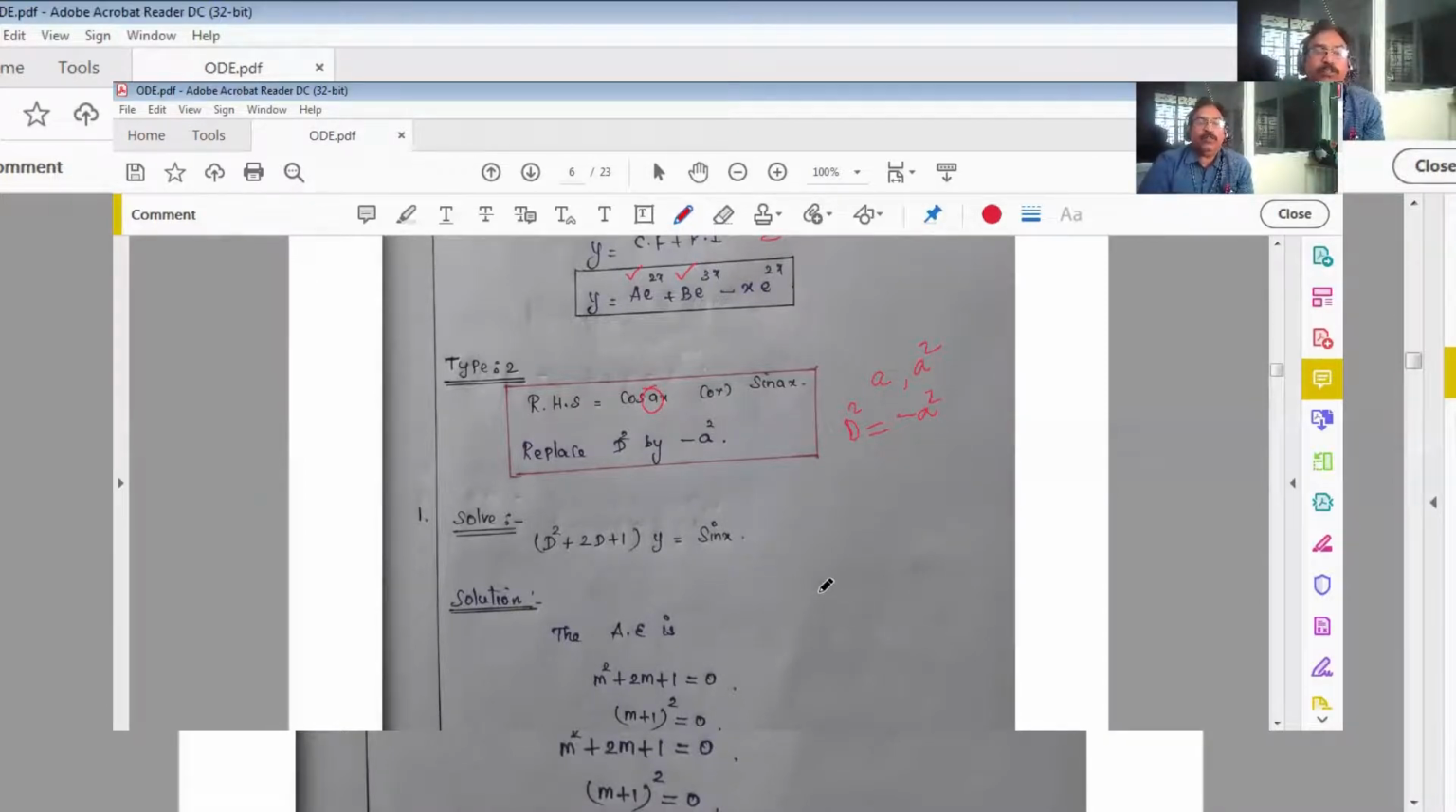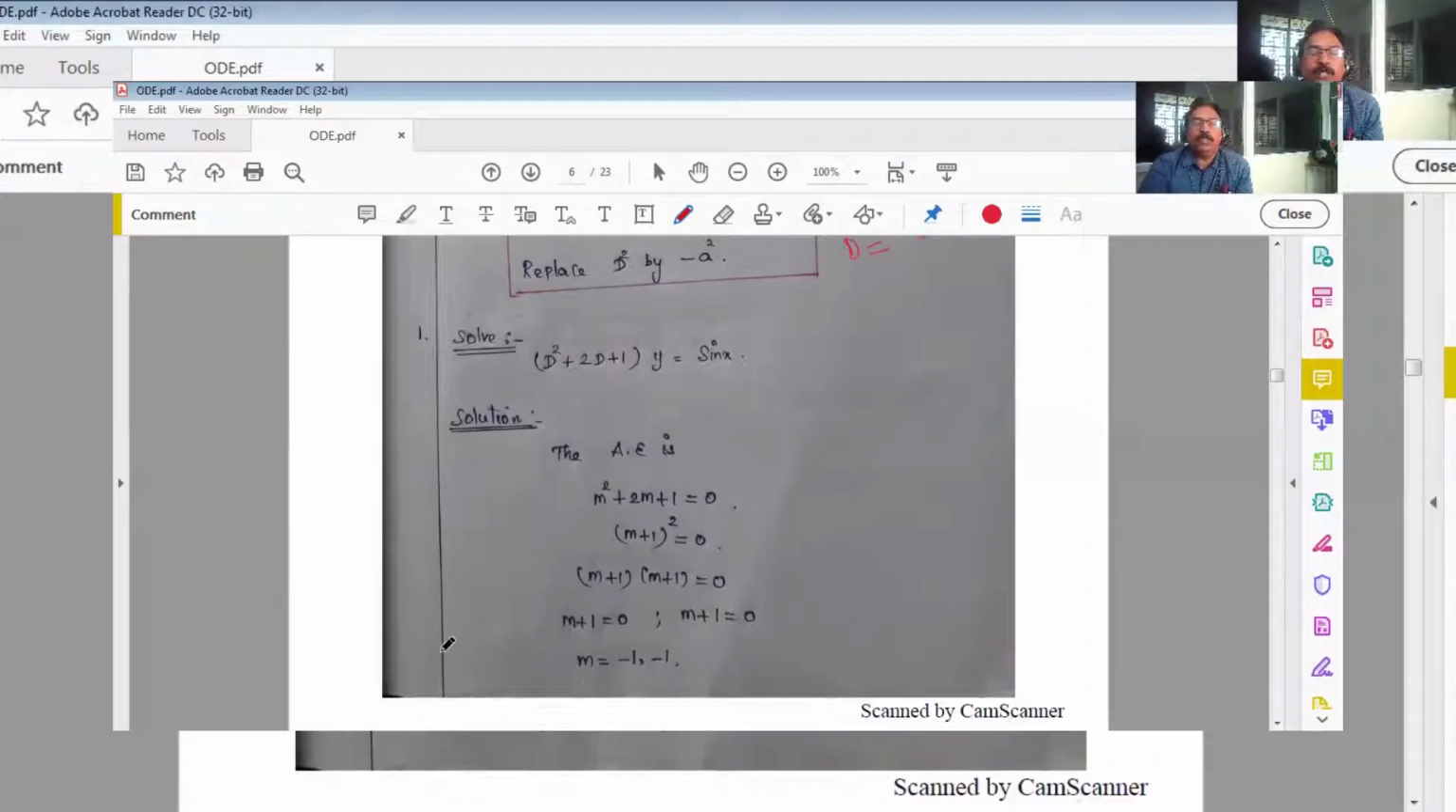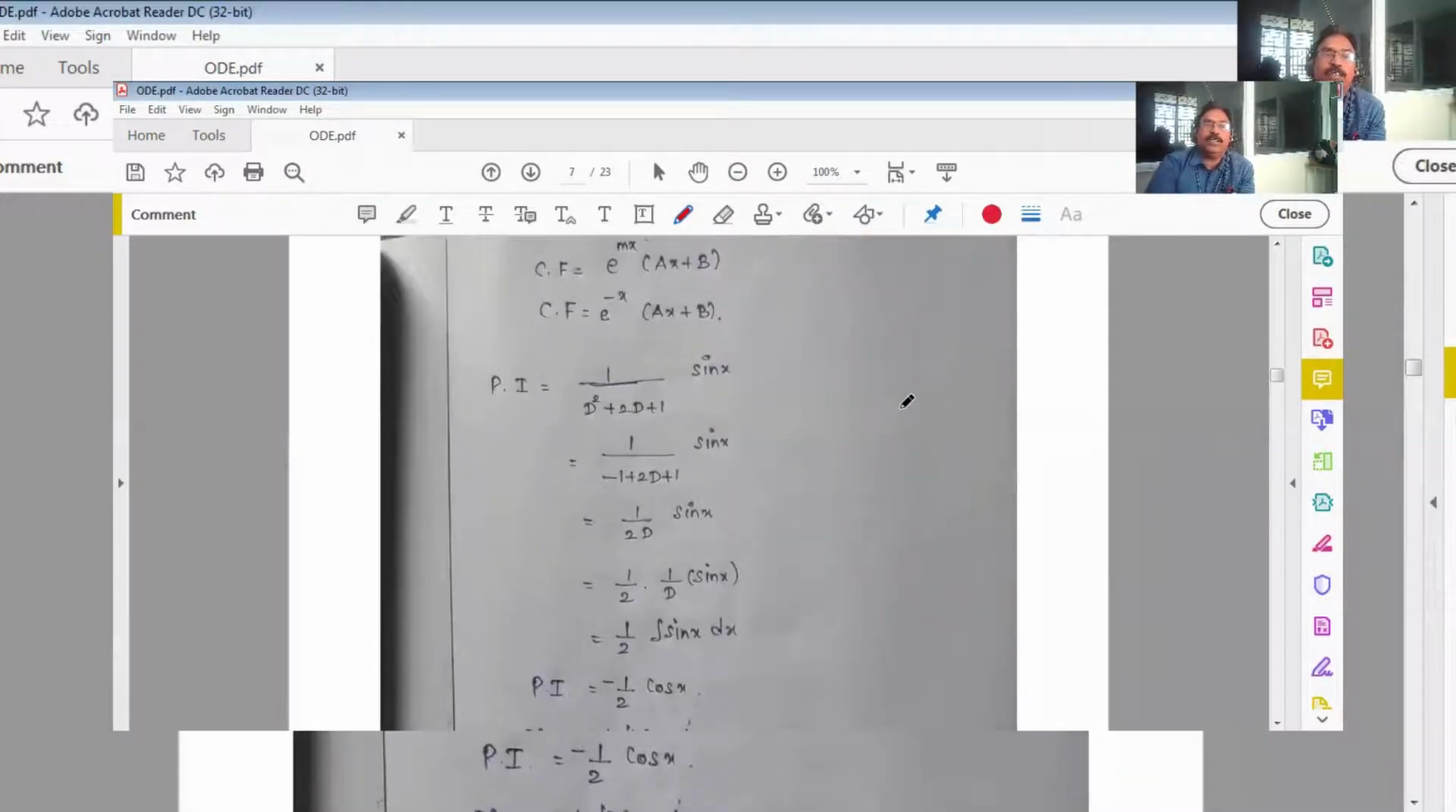Okay. Auxiliary equation: m square plus 2m plus 1, that is (m plus 1) whole square. m is equal to minus 1 comma minus 1. These are equal roots. What is the solution? y is equal to (A plus Bx) into e power minus x. Okay, so these are the constants.